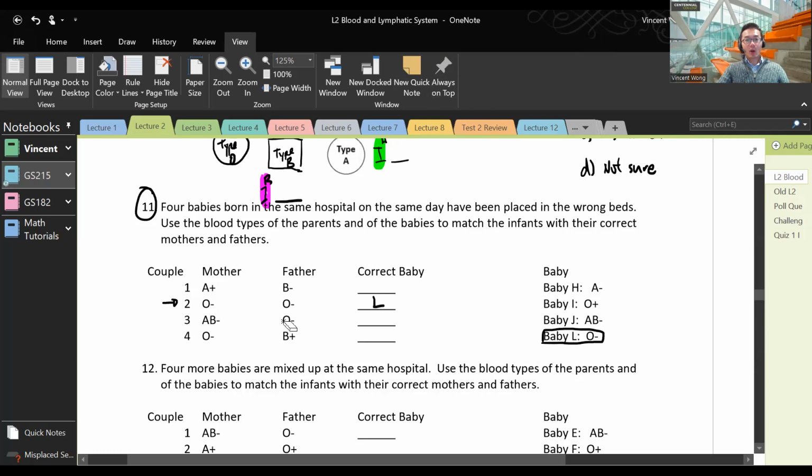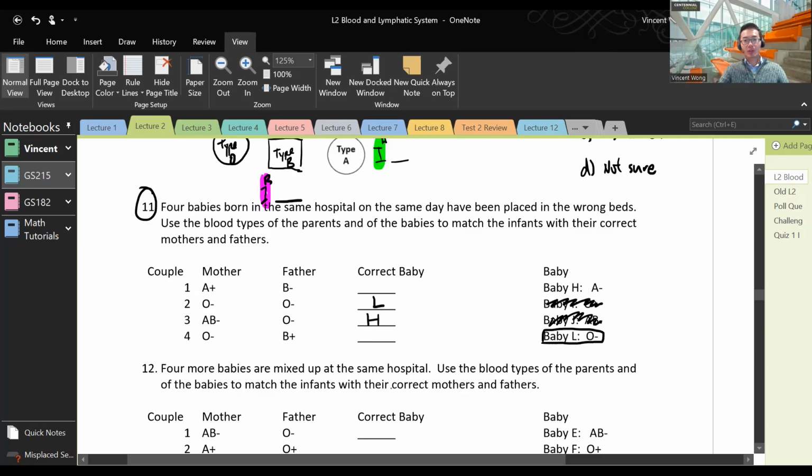AB negative and O negative. Okay, AB negative. If you are AB, you cannot have O babies. So that's gone. That's not yours. Don't touch that. If you're O, you cannot have an AB baby. So that's not your baby. This one's already taken. So the only baby left from this selection is baby H.